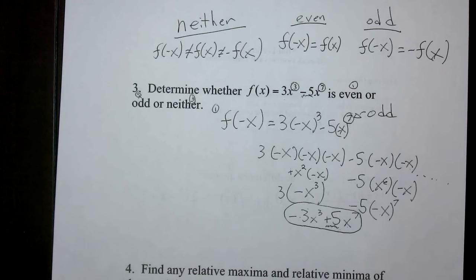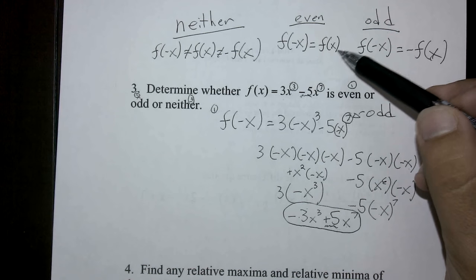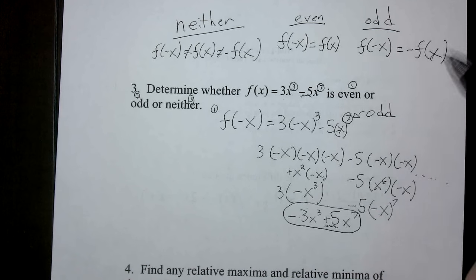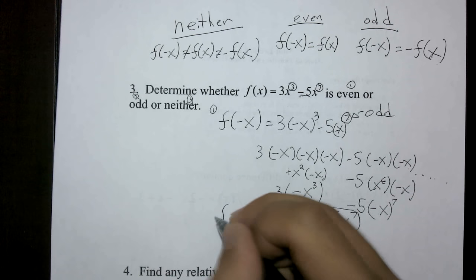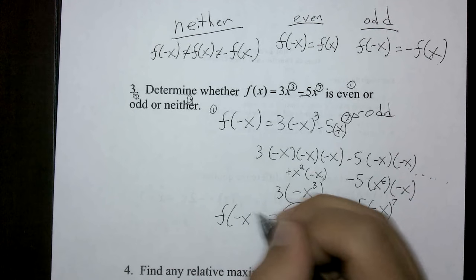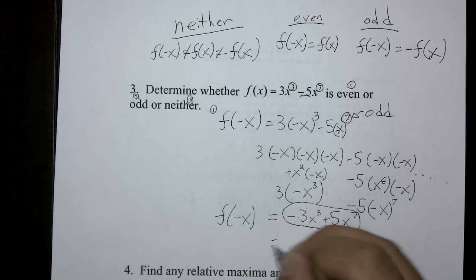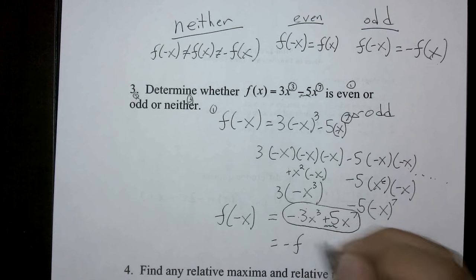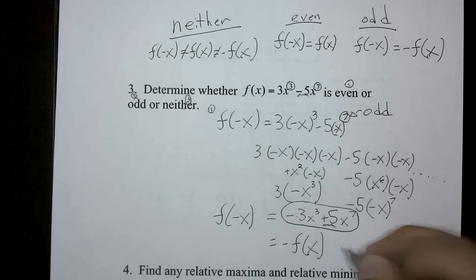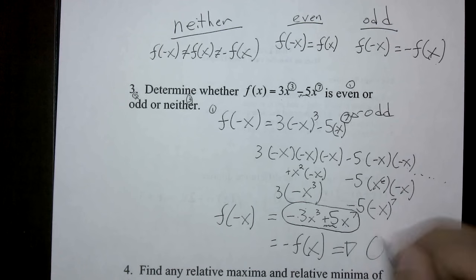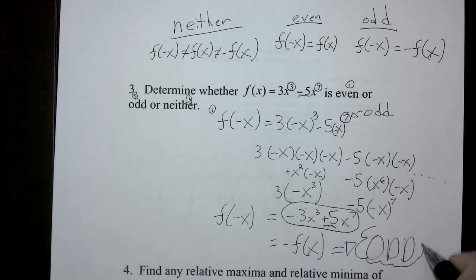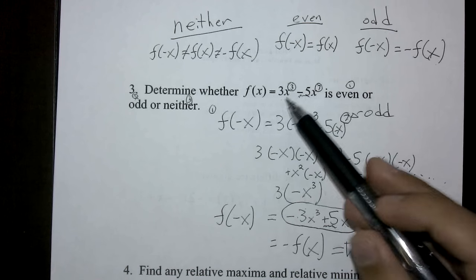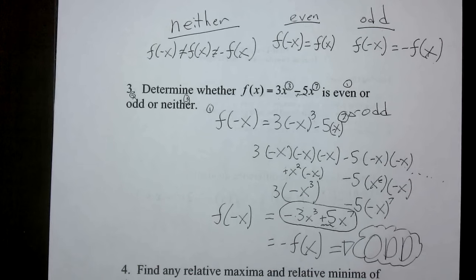Well, we know that we don't have the original f of x term. We can assume that it's going to be negative f of x. So if we evaluated f of negative x, this is equal to the opposite of the original f of x term. So we can conclude that this is an odd function. It's as if we took the original function, f of x, switched around all the terms and got here. So we can conclude that this is odd.